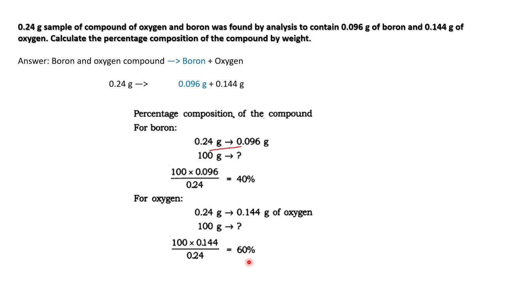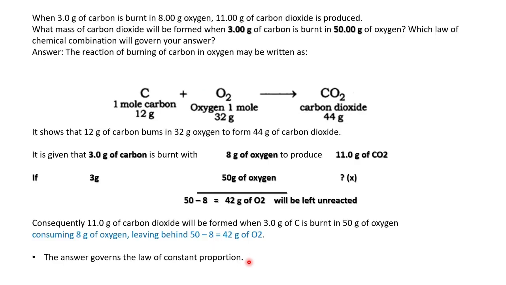Next one. 3 grams of carbon is burnt in 8 grams of oxygen. 11 grams of carbon dioxide is produced. What mass of carbon dioxide will be formed when 3 grams of carbon is burnt in 50 grams of oxygen? Which law of chemical combination will govern your answer?